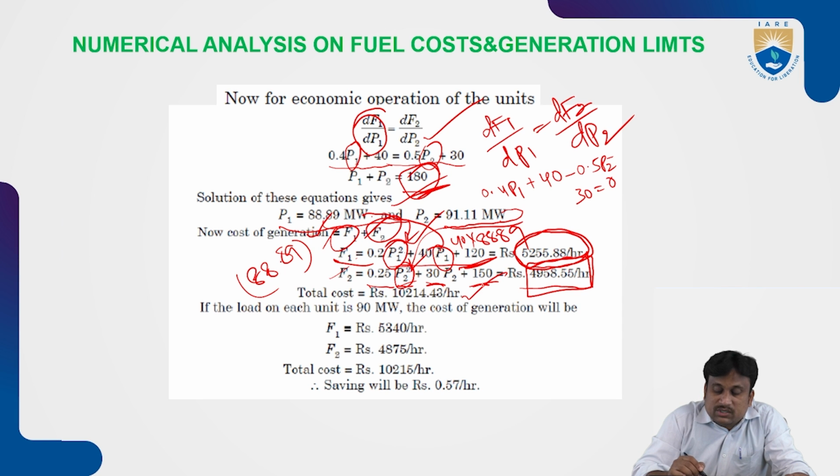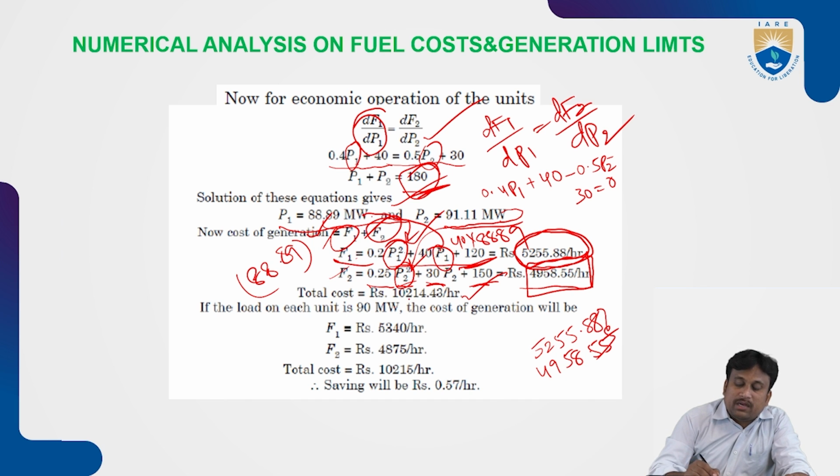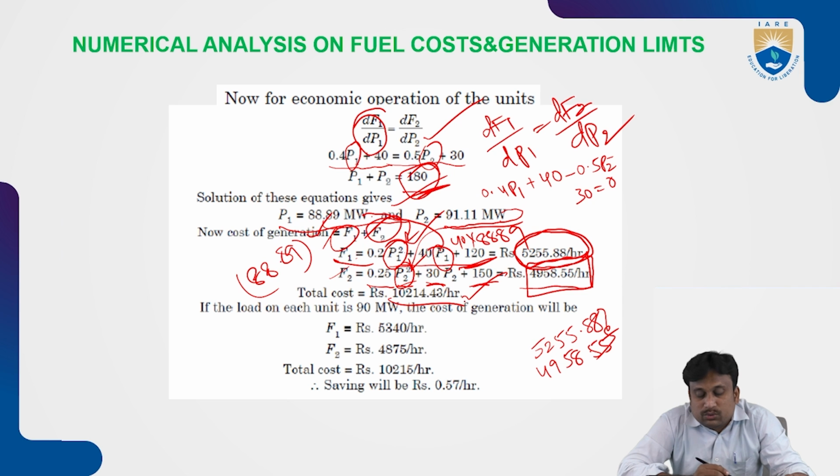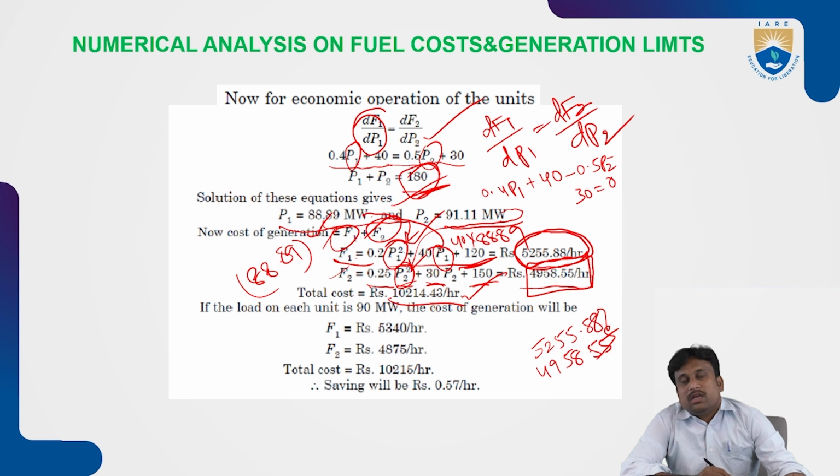Now the total cost is the summation of these two, that is 5,255.88 plus 4,958.55. If you add these two, then you may obtain 10,214.43 rupees per hour. This is the total cost incurred.